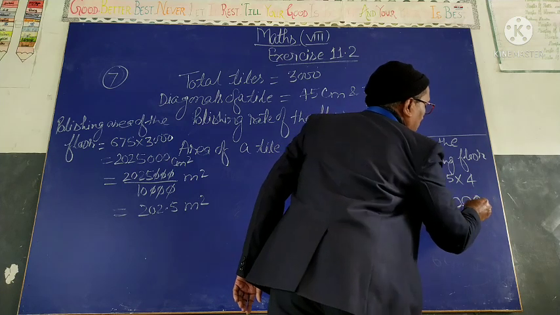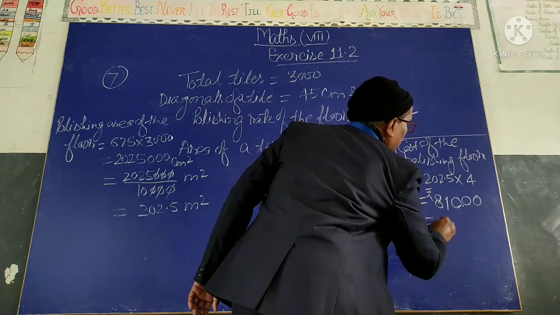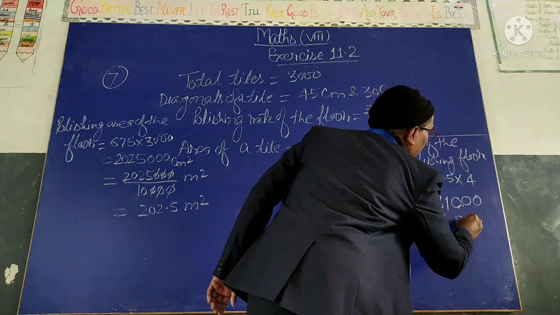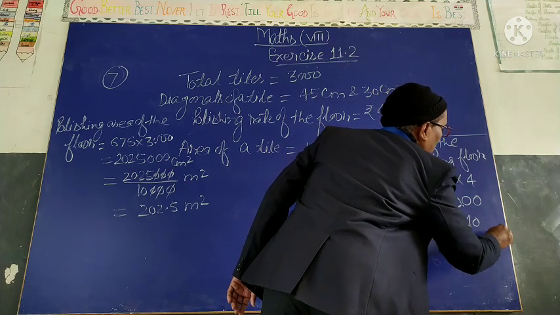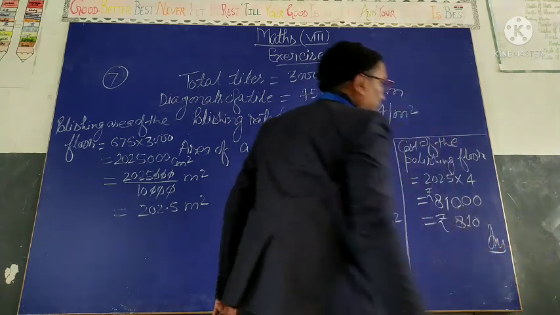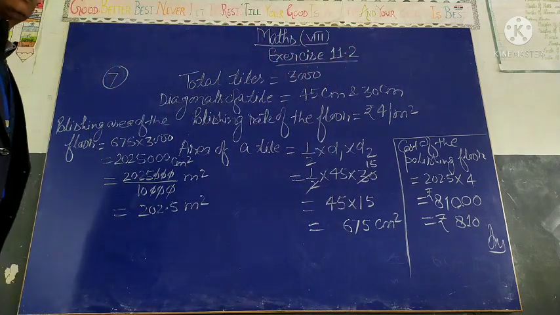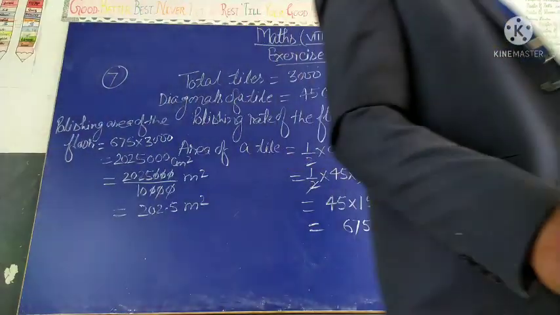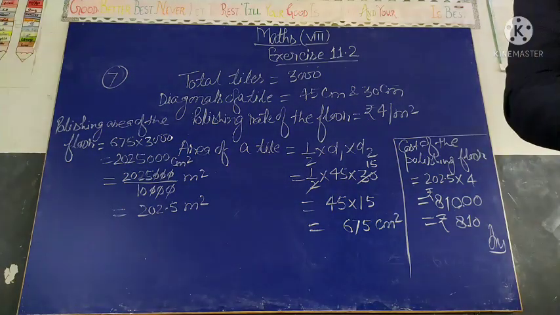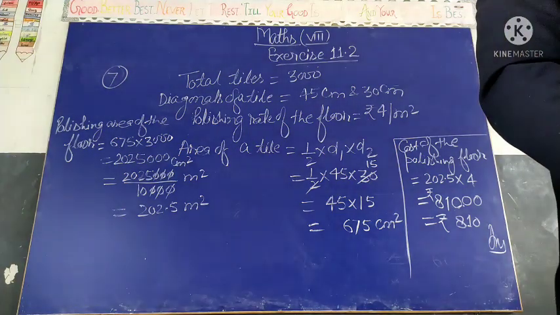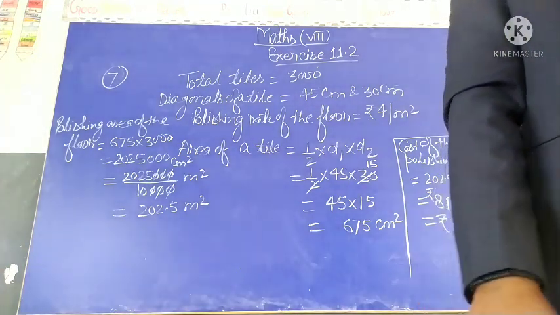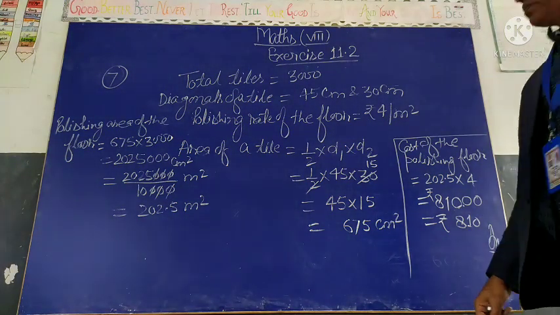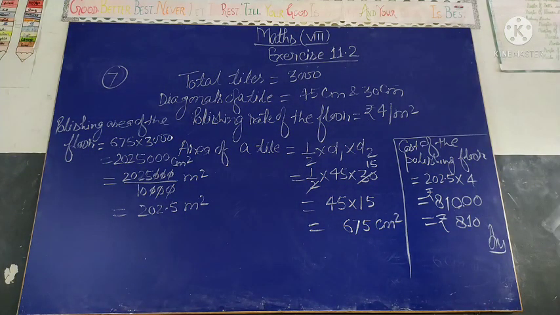810.00. You write down 00 rupees. This means rupees 810. It is your answer of question number 7. Just you carry it, then I will do question number 8.